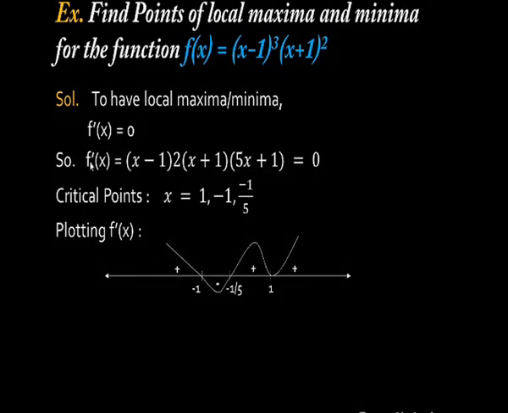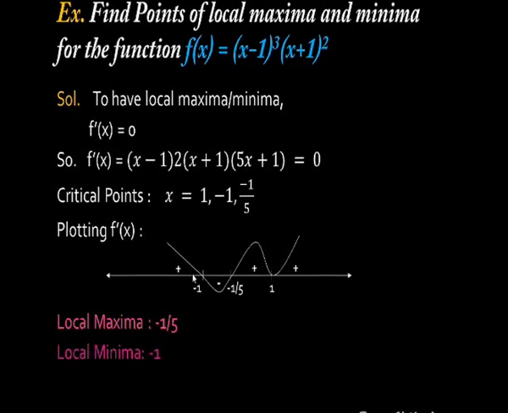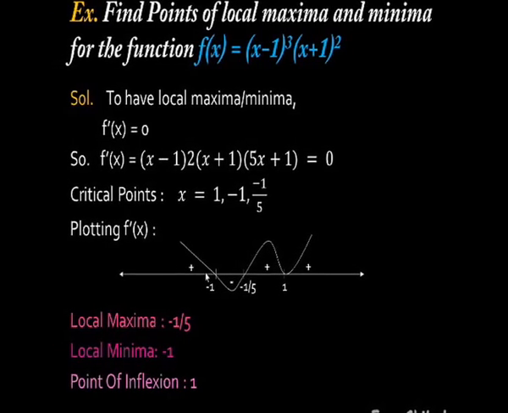So if I draw f prime x, that's how it's going to look. And if I want to see how the signs are changing, you can clearly see that going past 1, the sign is not changing, it's positive. Going past minus 1 upon 5, the sign changes from positive to negative, and going past minus 1, the sign changes from negative to positive. So you have a local maxima at minus 1 by 5, you have a local minima at minus 1, and you have a point of inflection at 1.